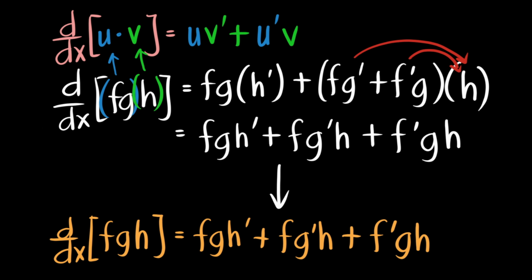The first thing you need to do is to identify f, g, and h. Then derive these functions to get f prime, g prime, and h prime individually and plug in the values into this formula. That's it. I hope this video gives you a better idea on how to use the product rule.